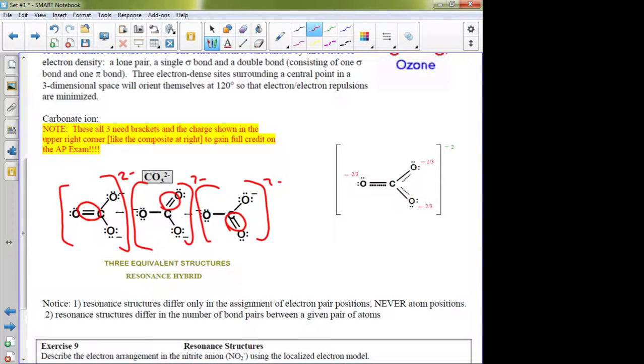What's the negative? Is that a negative 2/3? We're going to do formal charge tomorrow. We'll start with it in class, but the formal charge on all 3 of these is negative 2/3, negative 2/3, negative 2/3. And if you add them all up together, that's how we get the charge of the carbonate ion being negative 2.